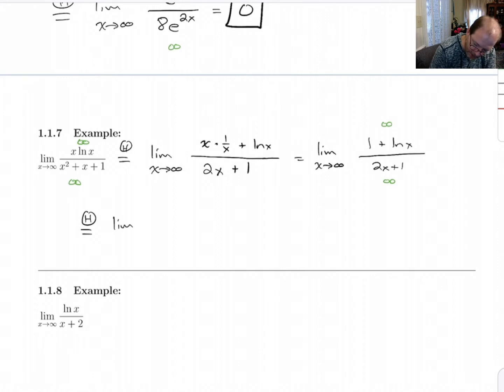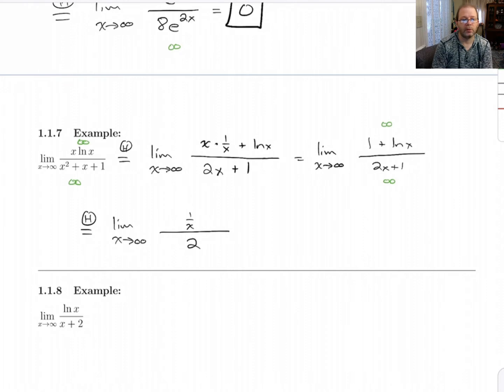All right, so we got the limit as x goes to infinity. The derivative of the bottom is 2. The derivative of the top is going to be 0 plus 1 over x. All right, and now as x goes to infinity, the top is going to go to 0 because 1 over infinity, when x grows large, goes to 0. And the bottom is just constant at 2. So this is going to be 0.